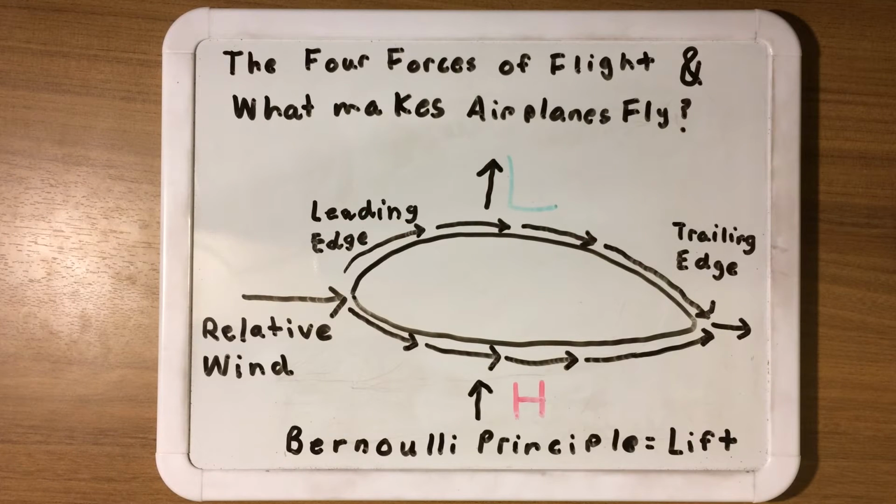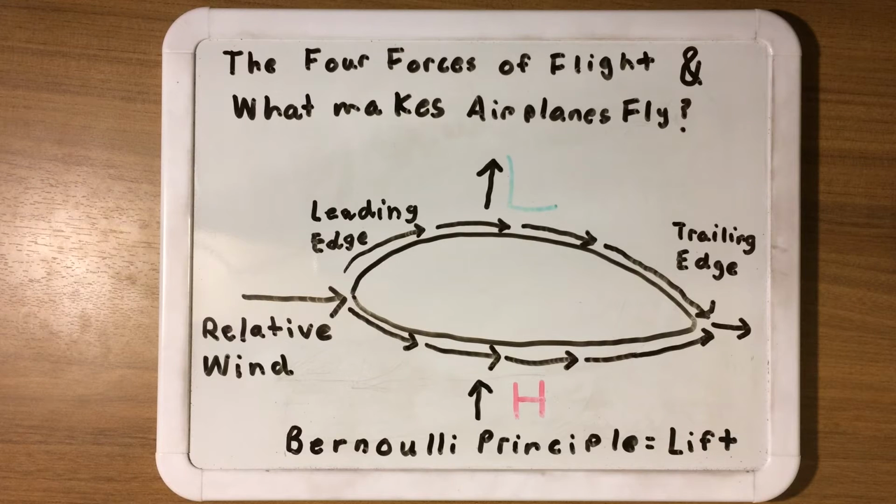Next, I'd like to explain the question of what makes airplanes fly. Airplanes fly because of something called the Bernoulli principle. The Bernoulli principle states that an increase in the speed of a fluid occurs simultaneously with a decrease in pressure or decrease in the fluid's potential energy. So here on this diagram, we have our relative wind. The airplane is moving through the air from the thrust generated from the engine.